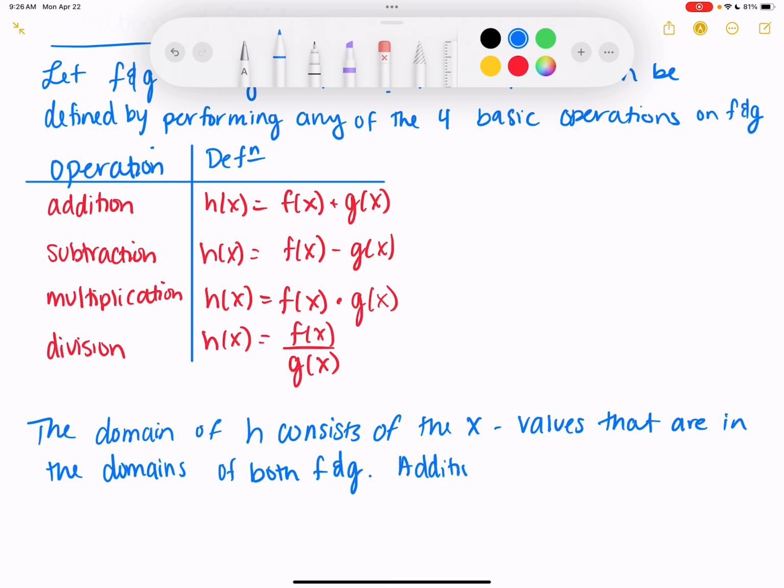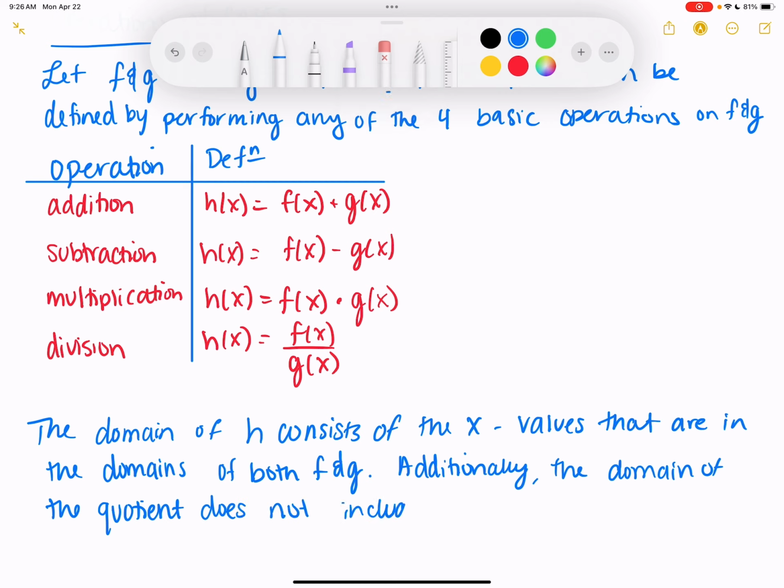Additionally, the domain of the quotient does not include x values for which g of x is equal to 0. So if there's any x values that basically make the denominator 0, then we would remove them from the domain.